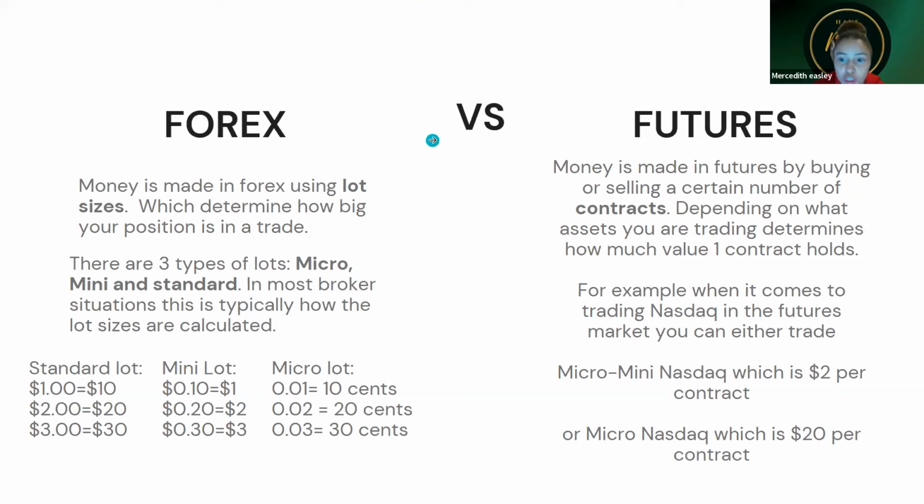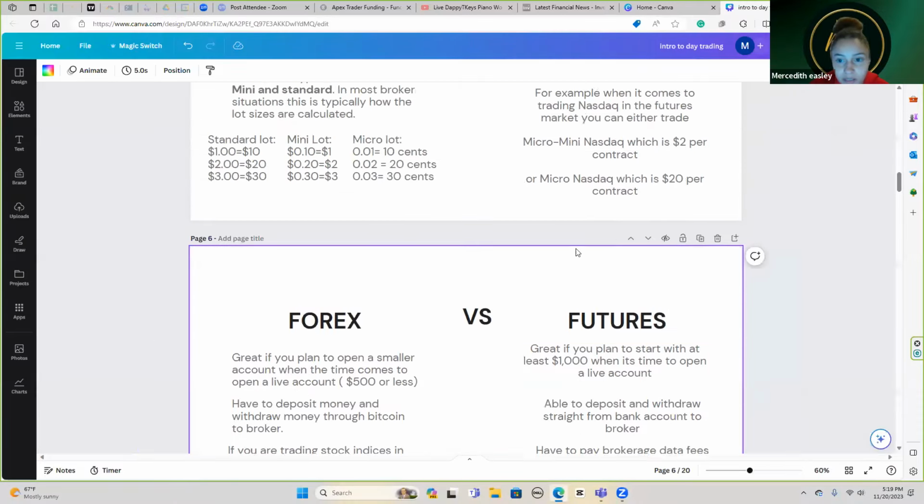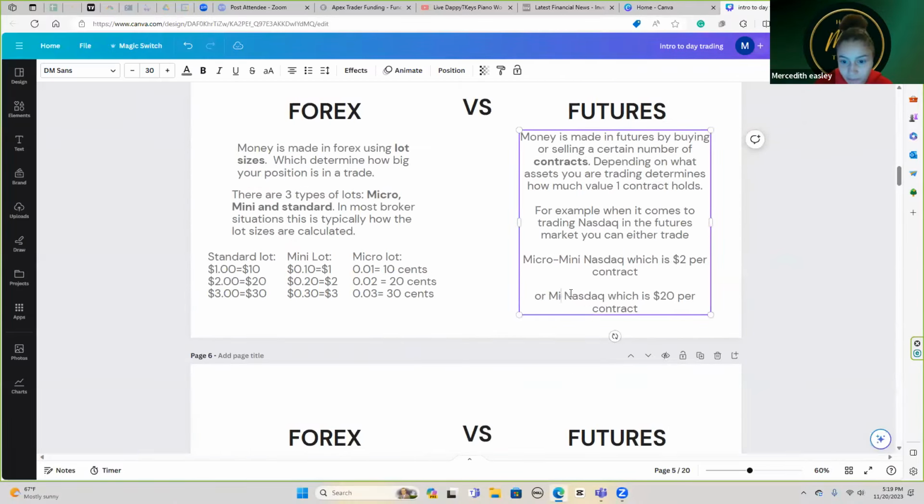All right, so futures. Money is made in futures instead of lot sizes. It's by a certain number of contracts. So depending on what asset you are trading determines how much value one contract holds. So for example, when I trade NAS 100 in the futures market, you can either trade a micro mini contract for NASDAQ or a, that's actually supposed to say a mini. Let me go back. Let me fix that. Or a mini.